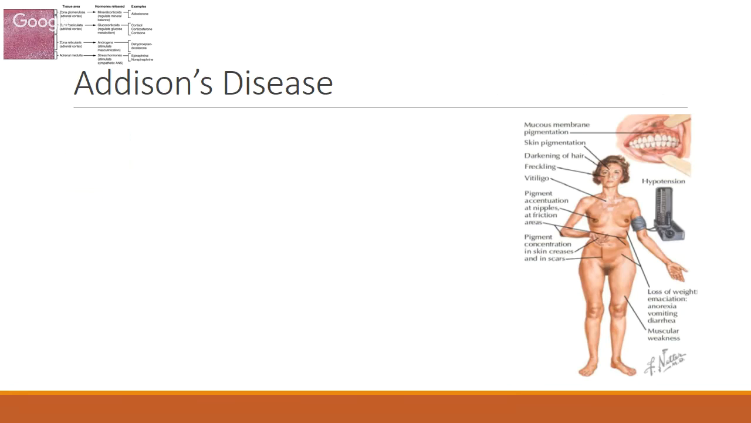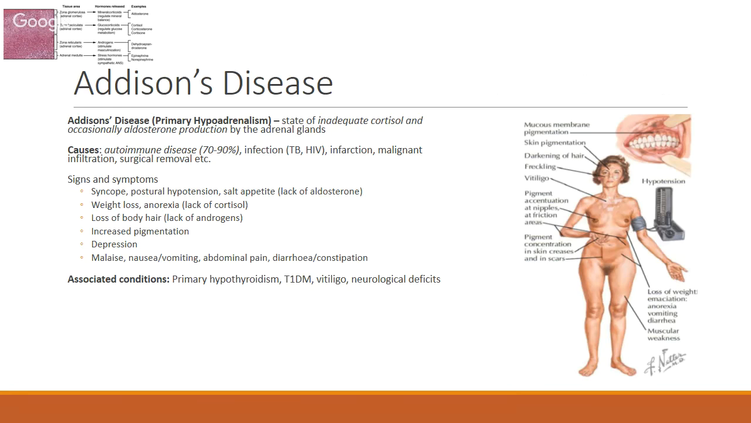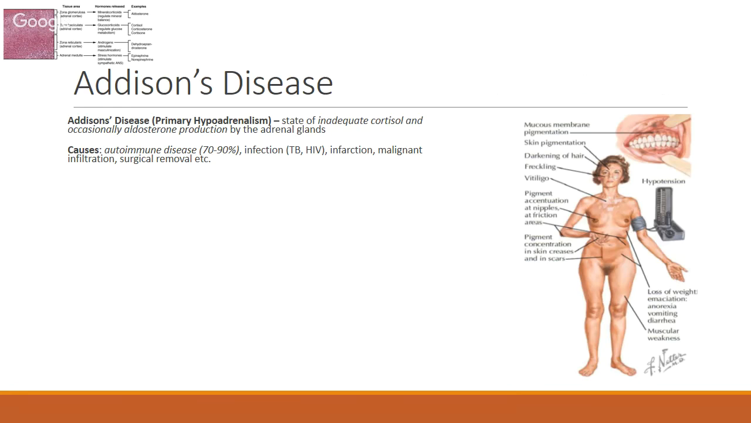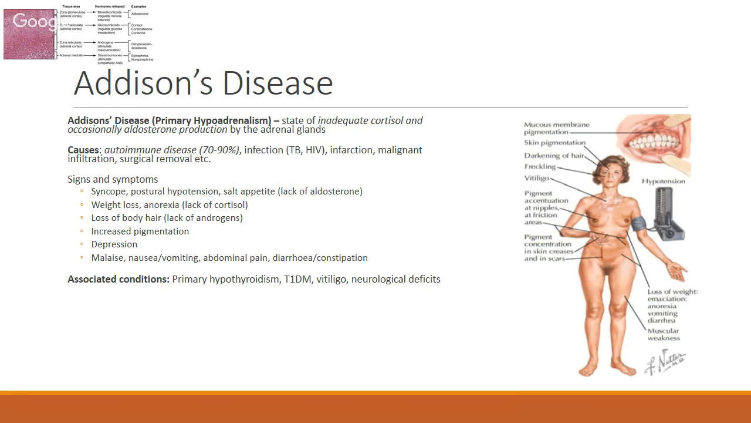Okay, so we just covered all the three parts of the adrenal cortex. So this is an inhibitory condition. Addison's disease. It's a state where you get inadequate cortisol and occasionally aldosterone production by the adrenal glands. The main cause is autoimmune. It's associated with other autoimmune conditions because autoimmune conditions tend to run together, so it's associated with all these other things. It's also more common in women because women are at higher risk of autoimmune conditions for some reason.